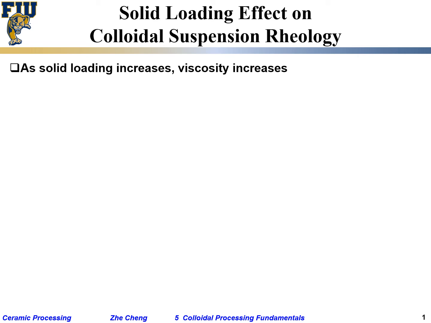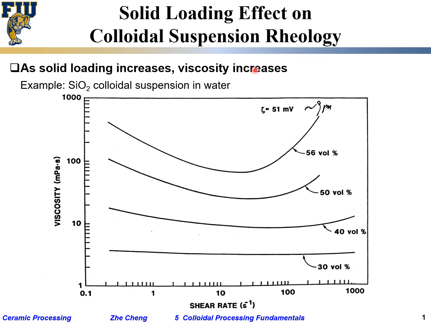So another thing is solid loading on viscosity. This is probably more or less what you would expect. The higher the loading, typically, the higher the viscosity. The extreme case is you have just powder and then you add just a little bit of liquid. It doesn't really shear flow. Make sense? So here we are plotting viscosity versus shearing rate.